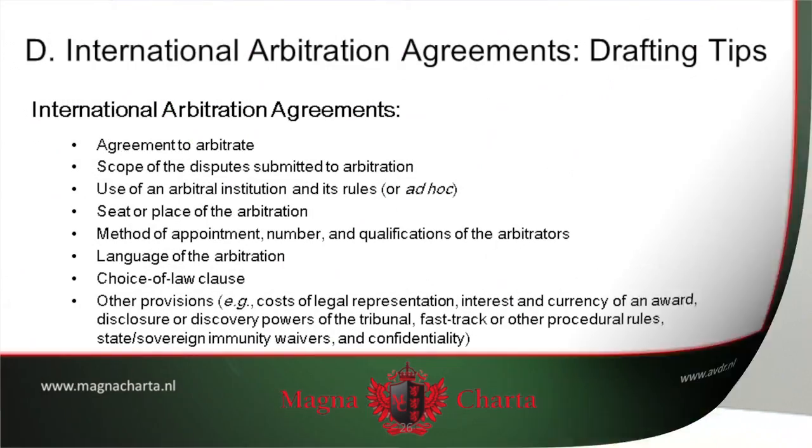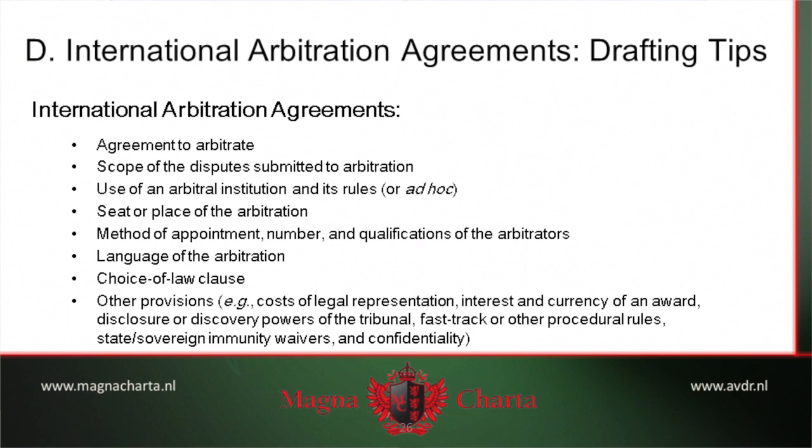One can spend an entire session talking about the drafting of international arbitration agreements, the principal points that need to be included in an arbitration agreement. You can see on the current slide, you need an agreement to arbitrate, and to define the scope of what it is you're arbitrating. Do you use an arbitral institution or not? Where's the seat or the place of the arbitration? How do you appoint the arbitrators? How many are there? Language of the arbitration, choice of law provision, and then a number of other provisions that can optionally be included. What does a model arbitration agreement look like?